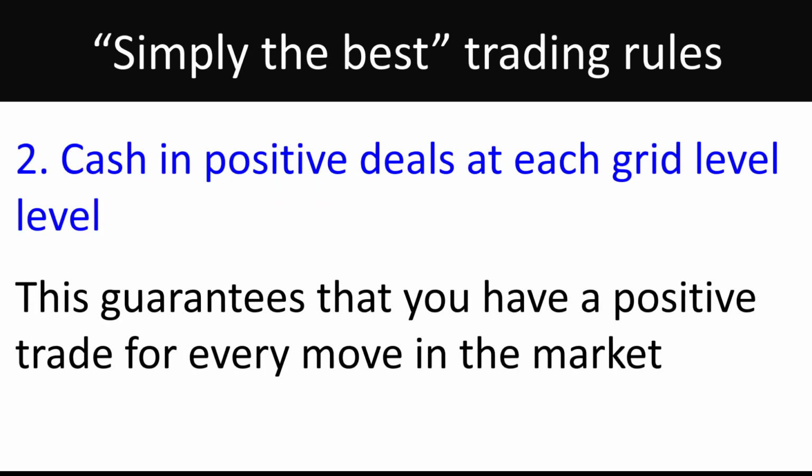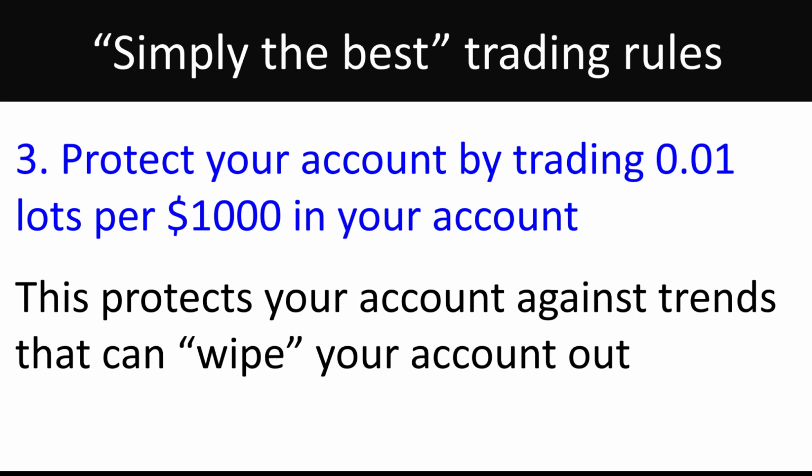Then the next, simply the best trading rule is cash in positive deals at each grid level. So when the price reaches the next grid level, you simply cash in the winning trade. Very simple rules. Now the next one is a very important one, and one that is often neglected. Protect your account by trading 0.01 lots for every $1,000 in your account. So what this does, it protects your account against massive trends that can wipe your account out. If you use that lot sizing, your account has a lot more protection than it normally would have.